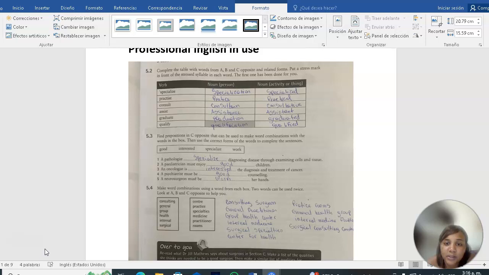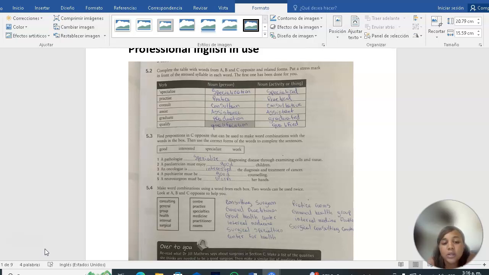Practice, practice, practical. Consult, consulting, consultative. Assist, assistance, assistant. Graduate, graduation, graduate. Qualify, qualification, qualify.